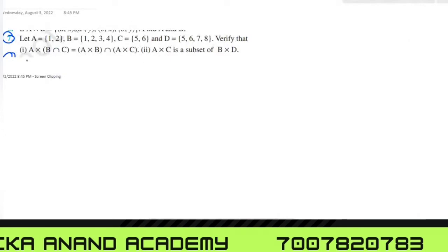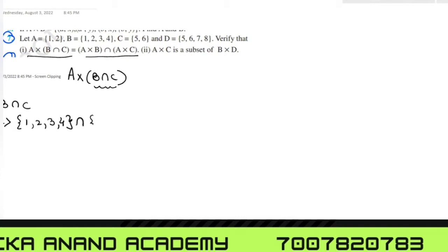Now we have to prove this. Clear? Now we have the set A cross B intersection C. So firstly we solve the bracket. So B intersection C. Speak out what will I write over here. B intersection C, that is 5 and 6. What is the answer, Hitika? A null set, ma'am, with no intersection. Null set.